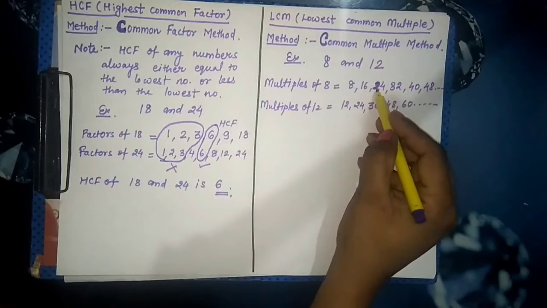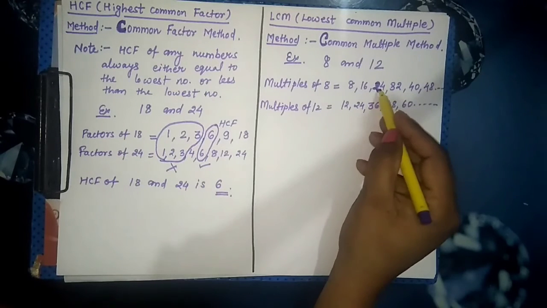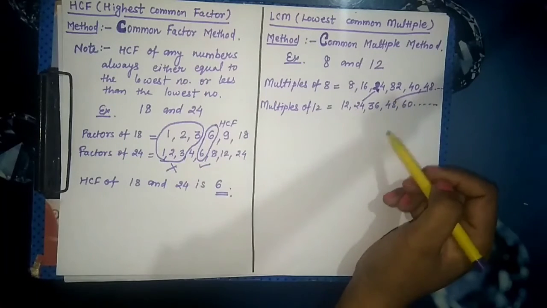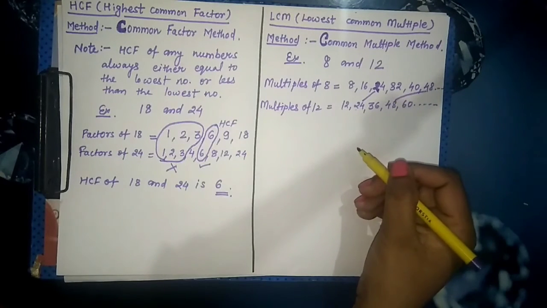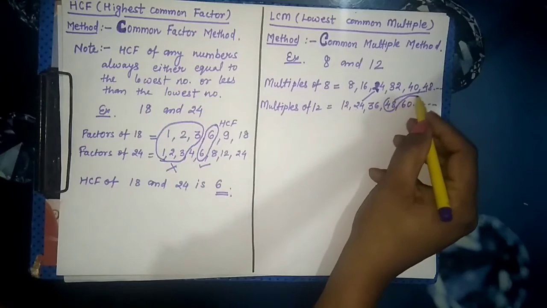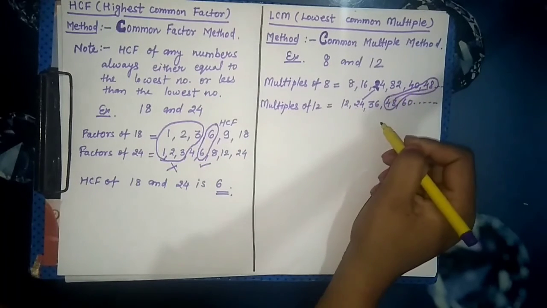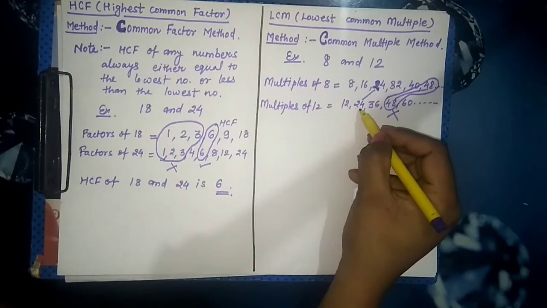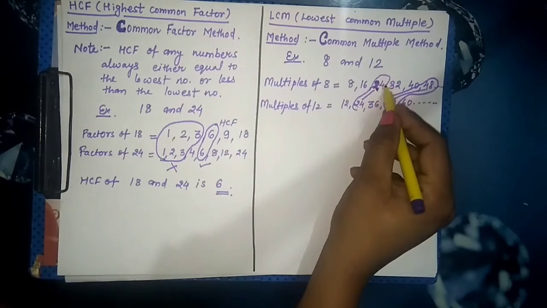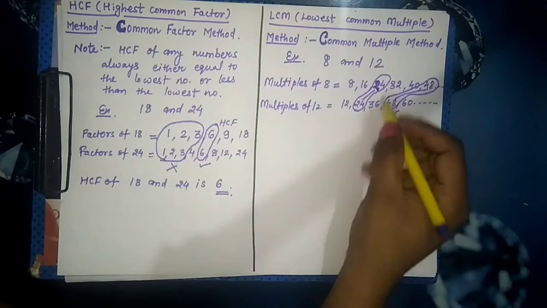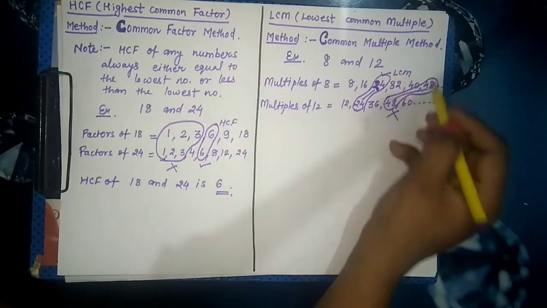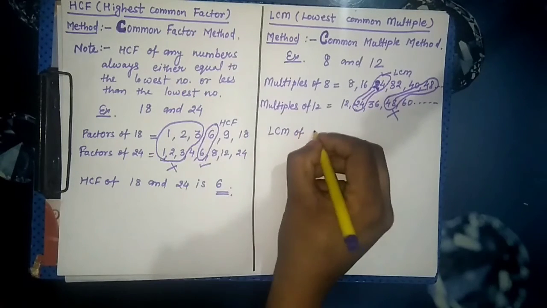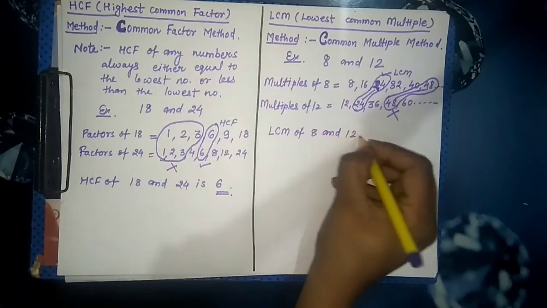Here you can see that 24 is a number which is present in both multiple lists. So this is the first common multiple, and 48 is the second multiple which is common in both lists. But this 48 is the second common multiple and we are not at all interested in the second, third, fourth or any upcoming multiples. We are only interested in the common multiple which appears first in both lists and is common to both numbers. So here the LCM of 8 and 12 is 24.